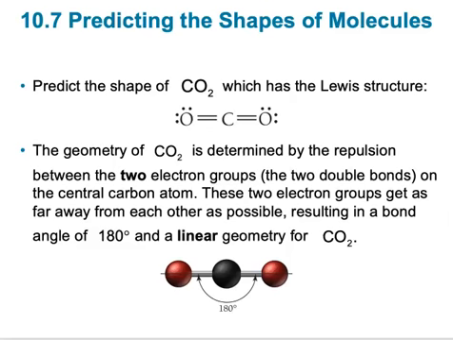So if we wanted to predict the shape of carbon dioxide, which has the Lewis structure of oxygen double bonded to carbon double bonded to oxygen, the geometry of this CO2 is going to be determined by the repulsion between the two electron groups, or the two double bonds, on the central carbon atom. These two electron groups get as far away from each other as possible. This is going to result in a bond angle of 180 degrees in a linear geometry for carbon dioxide.